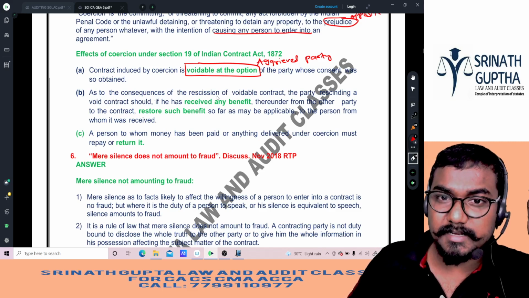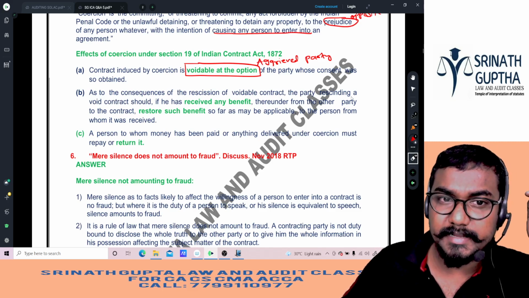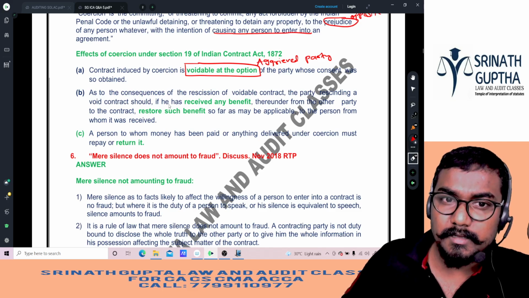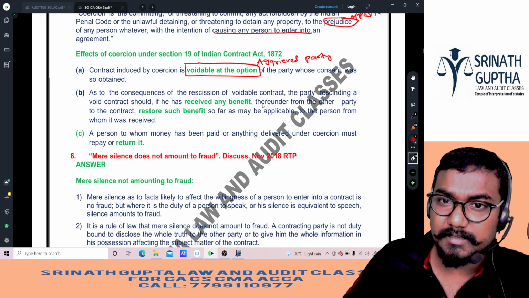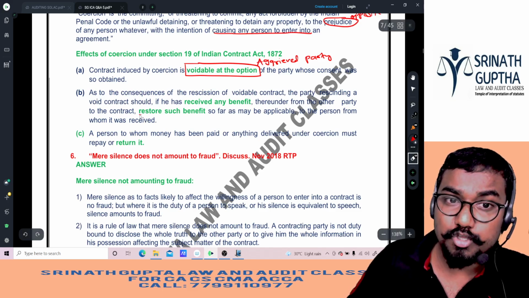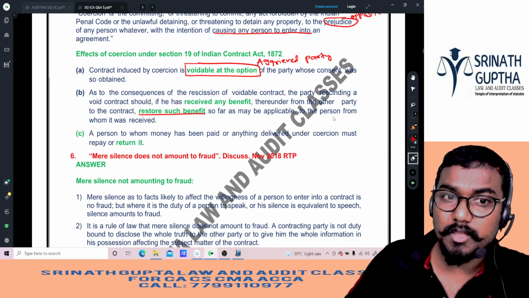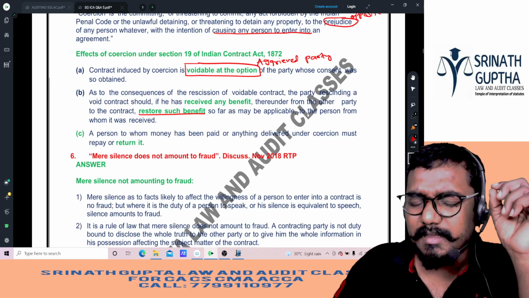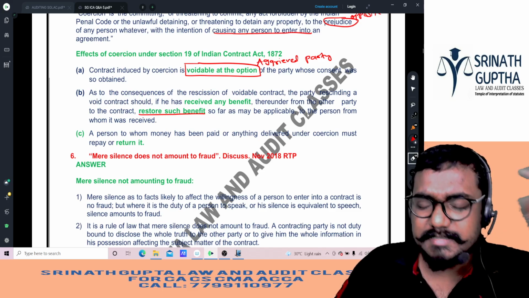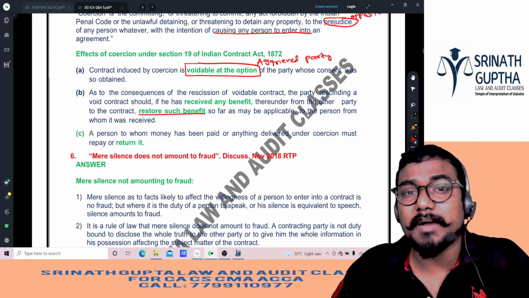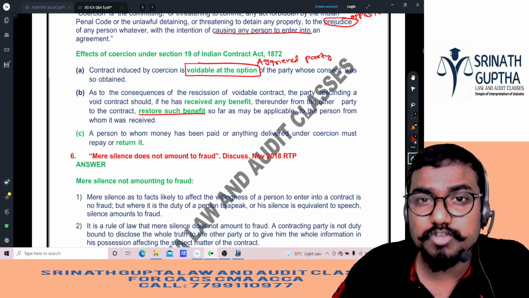As to the consequence of the rescission of the voidable contract, the party rescinding a voidable contract should, if he has received any benefit thereunder from the other party to the contract, restore such benefit so far as may be applicable to the person from whom it is received. That means, if the aggrieved party is rescinding the contract, the party getting benefit must restore the benefits they have received.